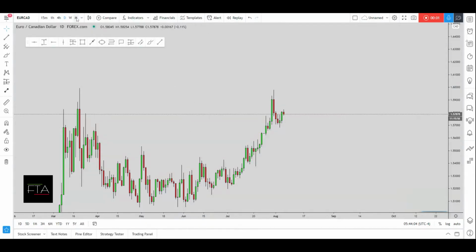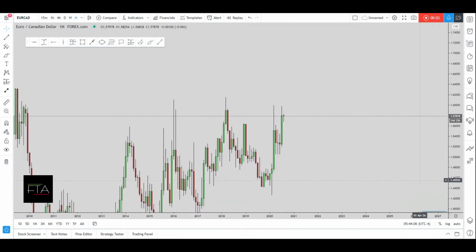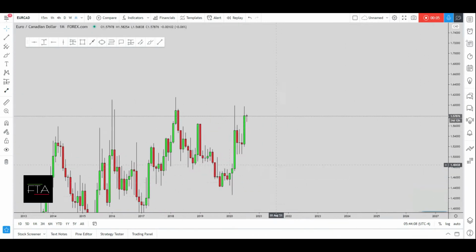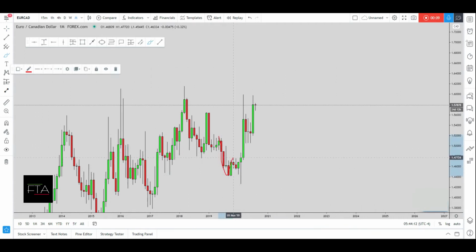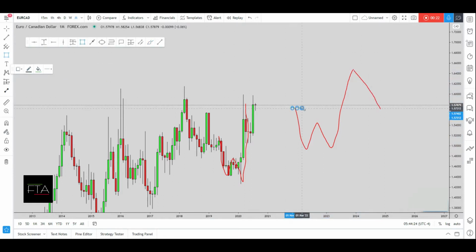Okay, so let's make a full breakdown of the situation that we currently have on Euro CAD. Starting from the monthly time frame, we have a market that clearly had created this overextended W formation. After a market creates an overextended W formation, what you expect is for the market to make a move to the downside and go and retest the start of the pattern. Why? Because the start of the pattern is the previous resistance, which is now turned support.